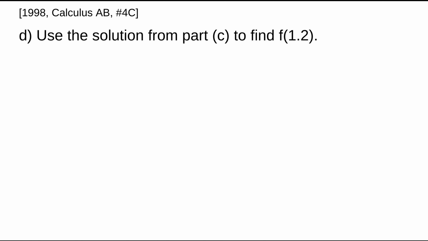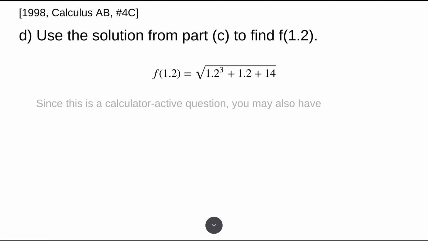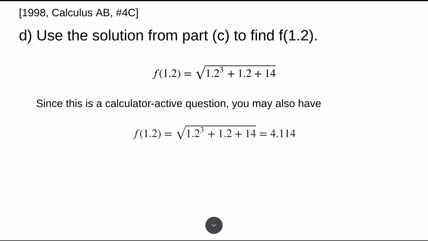And not surprisingly, in part D, we are asked to use the solution we found in part C to find the actual value of f of 1.2. All right, so f of 1.2 would just be the square root of 1.2 cubed plus 1.2 plus 14, which at this point you could leave it like this, but it is a calculator active question, so you could also use your calculator to do this. And you get f of 1.2 is approximately 4.114.